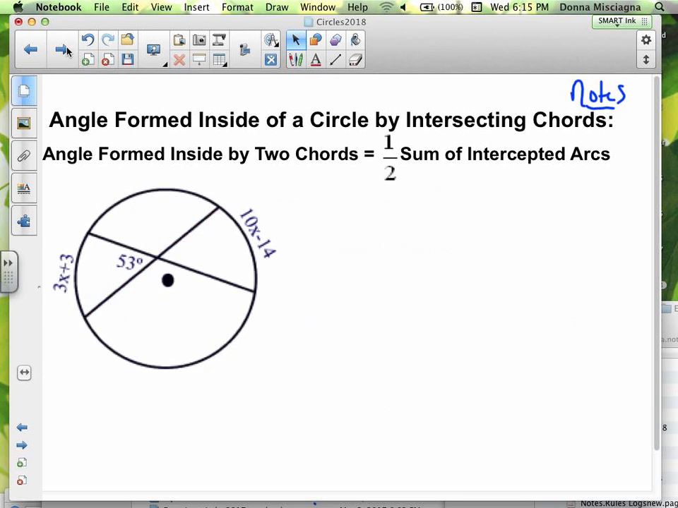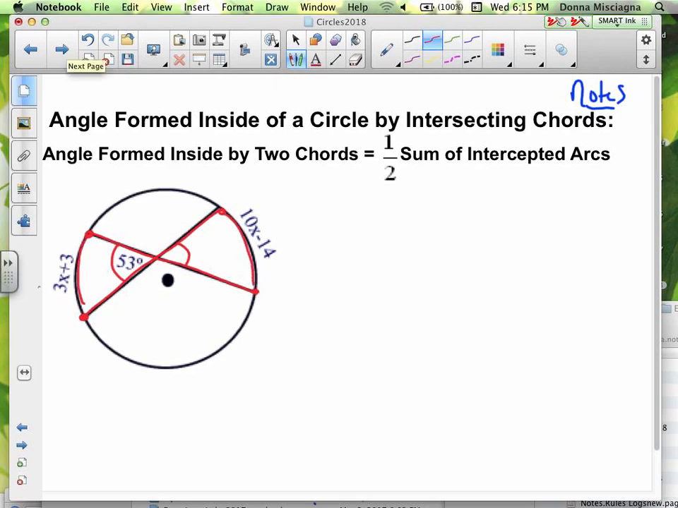All right, so same kind of problem, just a little bit harder. Because here's our angle, so we can follow that out to its arc right here. It's just a little harder because it has algebraic expressions to work with, but the steps will be the same. And then if we follow this angle out to its arc, it's right there. So here are the two intercepted arcs.